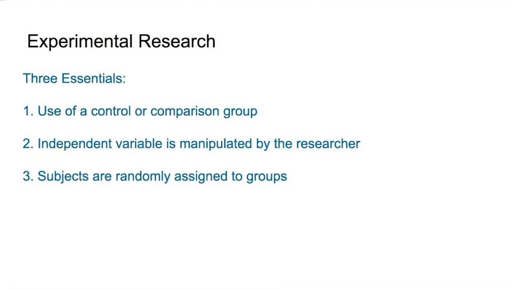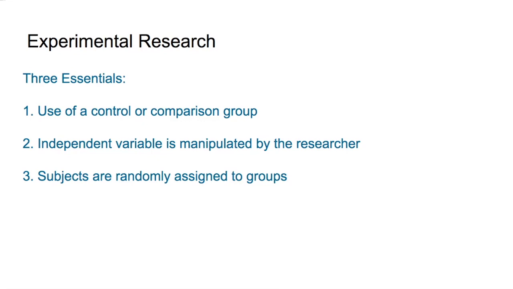All right, so there are different types of study designs. There are many, I apologize, but there are two broad categories: experimental and descriptive. So in experimental research, it says three essentials, and there are some exceptions, but usually you're going to have a control or a comparison group. Not all studies have a control group, but you're always going to have some kind of independent variable that is manipulated by the researcher.